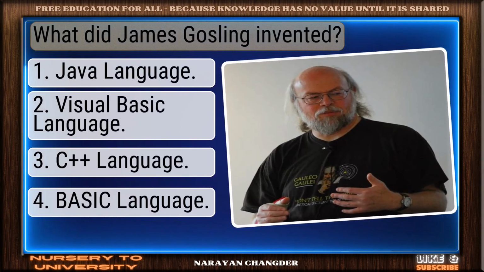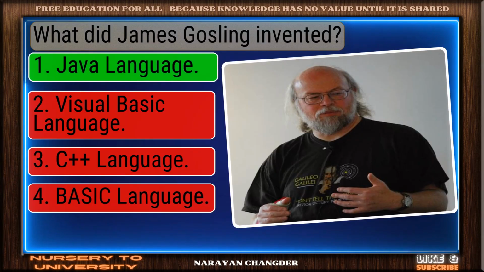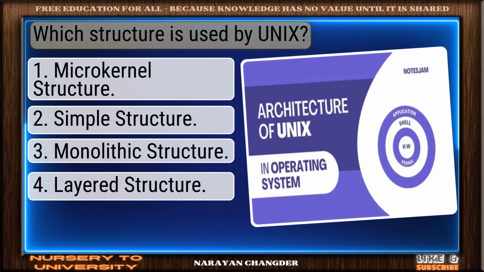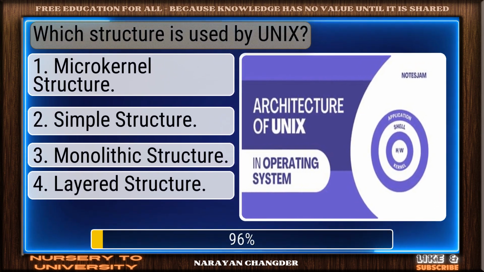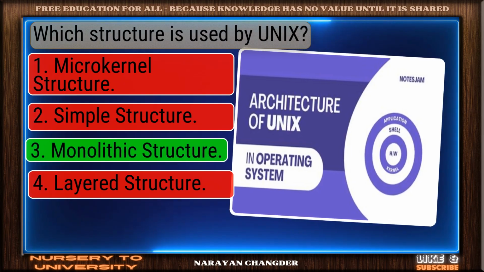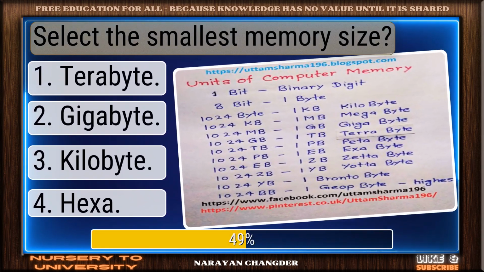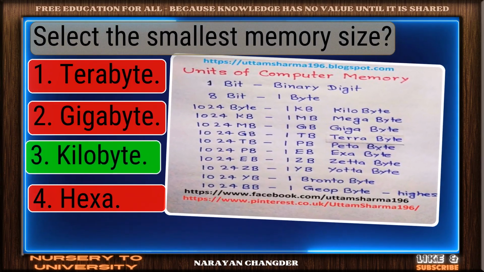What did James Gosling invent? Smart move. Java language is accurate answer. Which structure is used by Unix? Great thinking. Monolithic structure is right. Select the smallest memory size. Good job. Kilobyte works well.